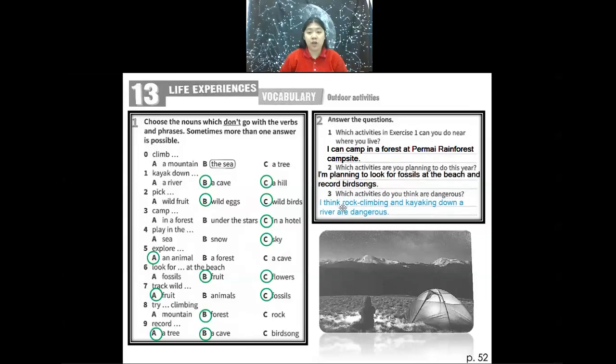So of course you can change the two activities here. You can change rock climbing and kayaking down a river. These two, you can change them to something else that you think are dangerous, okay? But the rest of the sentence is this one. I think something and something are dangerous. All right. So as usual, these are just examples. You can write down my example if you want to, if you don't have ideas. But the best thing is, if you have your own ideas, you must write them down, okay, according to your ideas, okay, what is true about you.